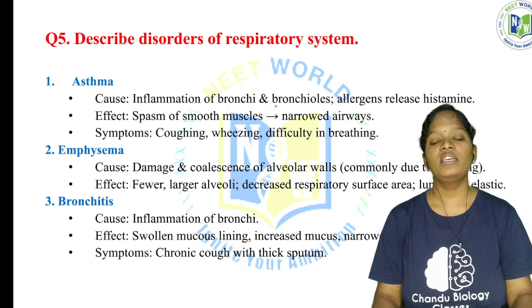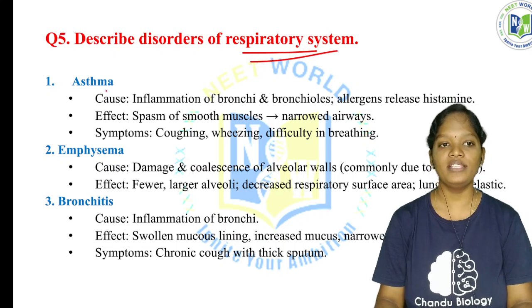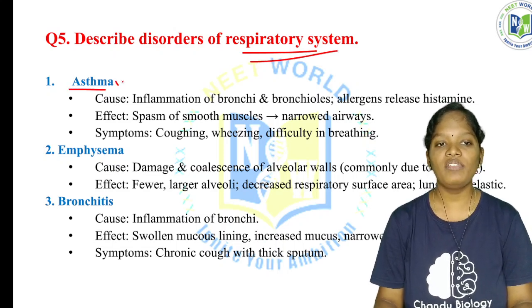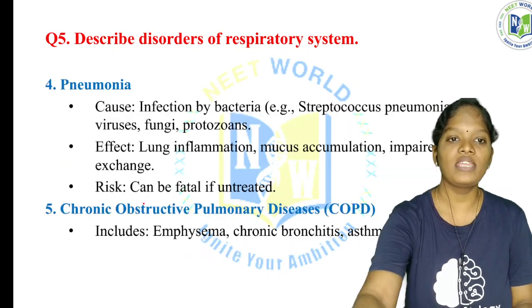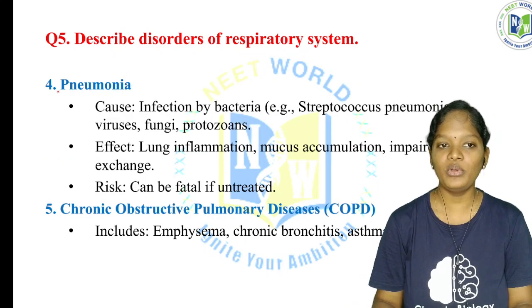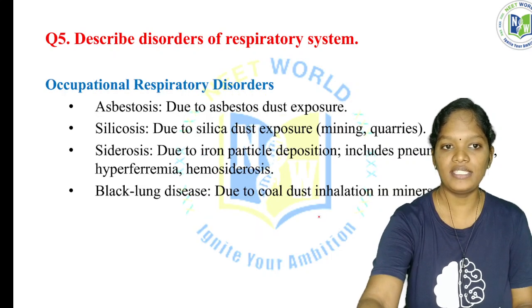Now the next question will be the disorders of the respiratory system. What are the disorders? The first is asthma, then emphysema, bronchitis, pneumonia, chronic obstructive pulmonary diseases, and occupational respiratory diseases.